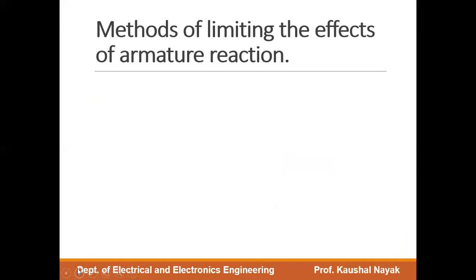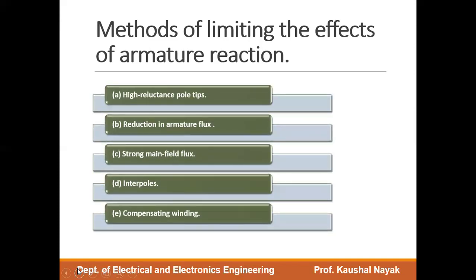Methods of limiting the effects of armature reaction. The cross-magnetizing effect of armature MMF can be minimized at the design and construction stage of a DC machine. Various methods of mitigating the effects of armature reaction are as follows: high reluctance pole tips, reduction in armature flux, strong main field flux, interpoles, and compensating windings.